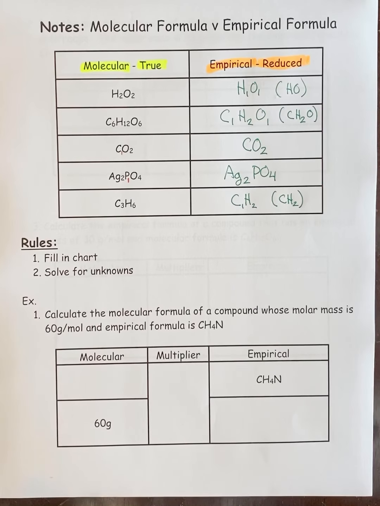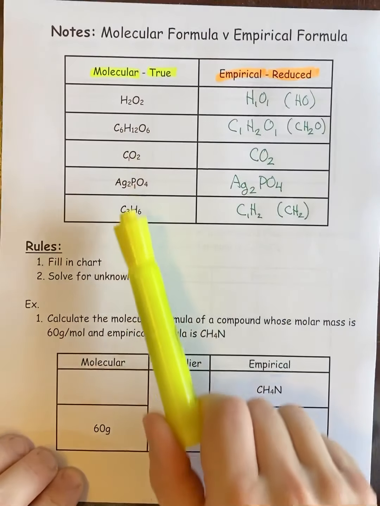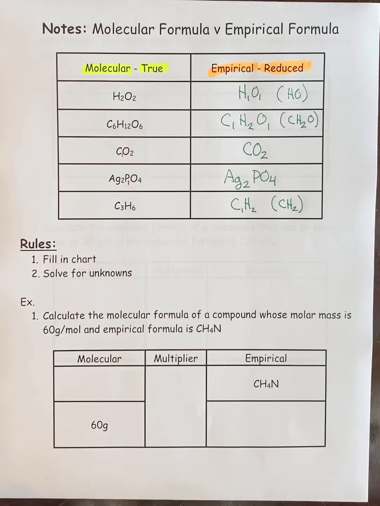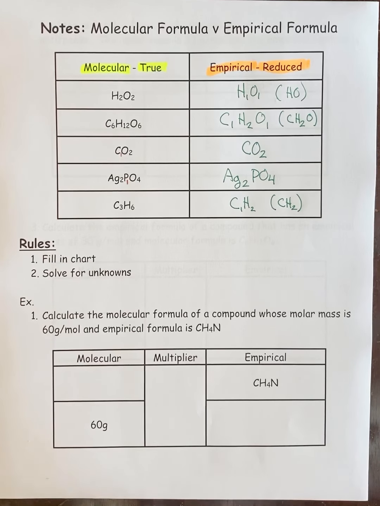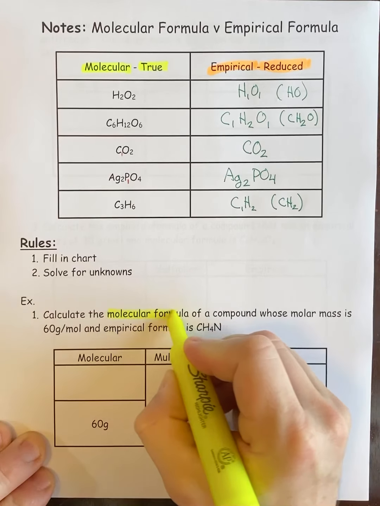But it's basically, you got molecular on one side, you've got empirical on the other, and you've got a multiplier in the middle. Because if you think about it, in order to go from molecular to empirical, you just divided by the greatest common factor. Well, if you wanted to go backwards, you would just multiply by that same number. That's where the multiplier comes in. Once you see me do a few, it's going to be very easy. This is a very simple topic. So number 1, calculate the molecular formula. So we want the molecular formula.